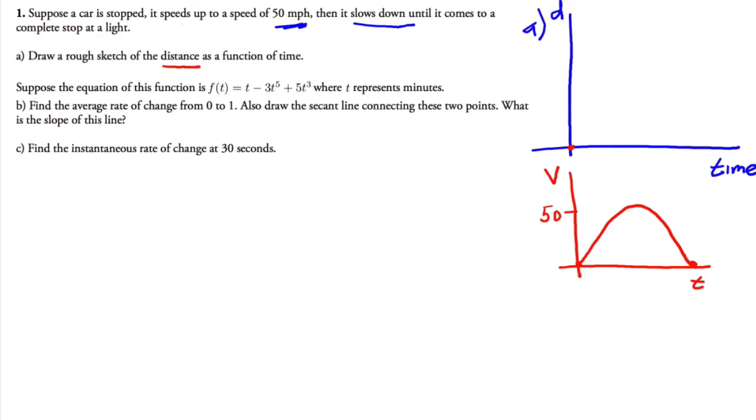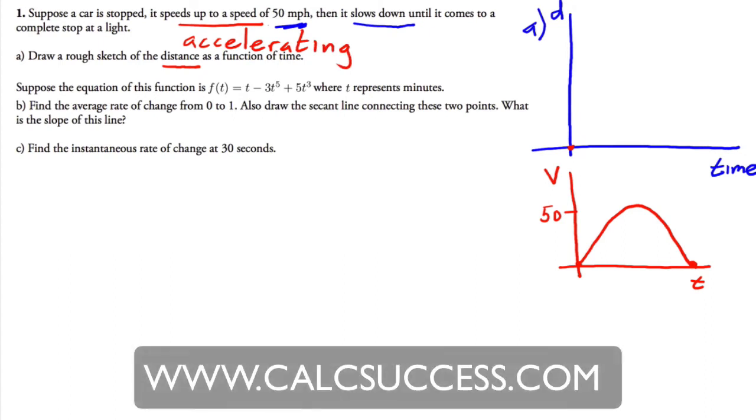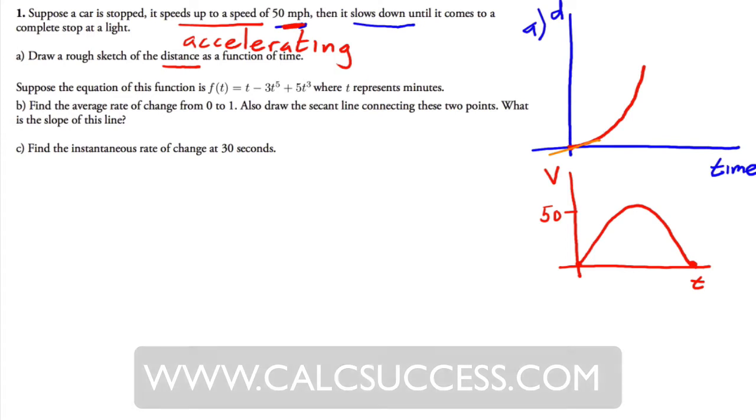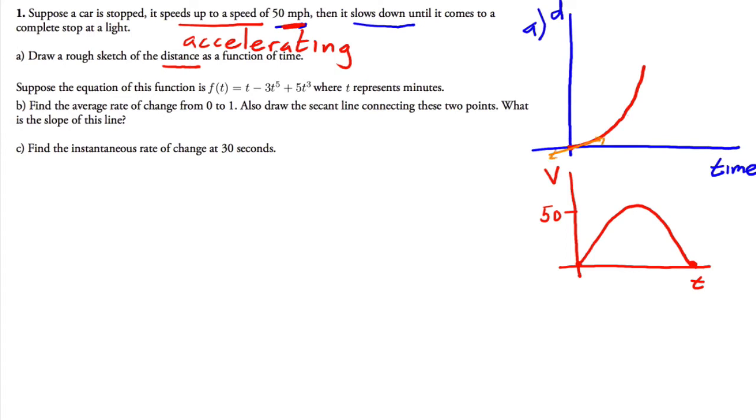So when you're speeding up, notice that you're accelerating. If you're accelerating, that means your velocity is increasing. In other words, this has to be showing as concave up. Notice how the velocity, or in other words, the slope of the tangent line, if you compare the slope of the tangent line, it's increasing.